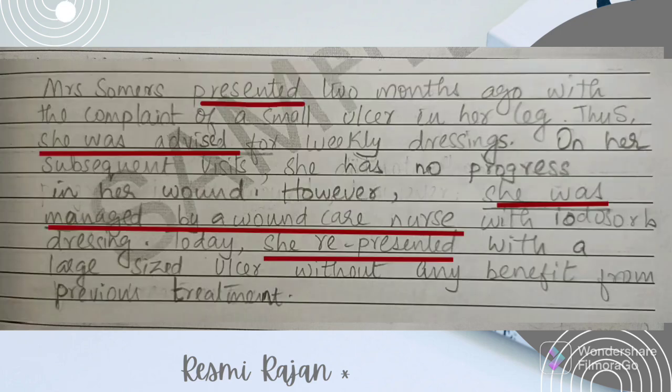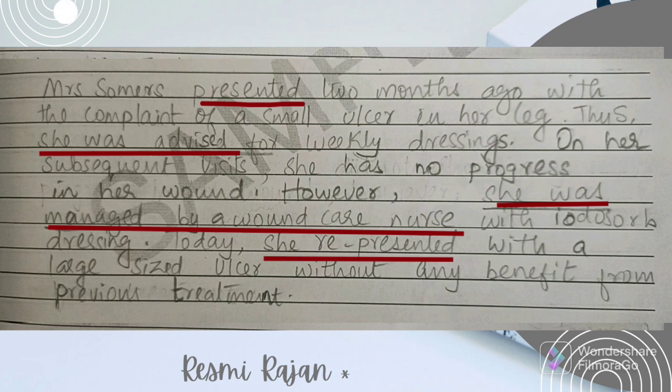And another scenario: you can see Mrs. Somers presented 2 months ago with the complaints of a small ulcer in her leg. So "presented." Thus, she was advised for weekly dressing. So you can see "she was advised." Underline that word, "was advised." Then one more thing: when you are writing the verb "advised," it should be ADVISED with an S; when you are writing the noun "advice," it should be ADVICE.